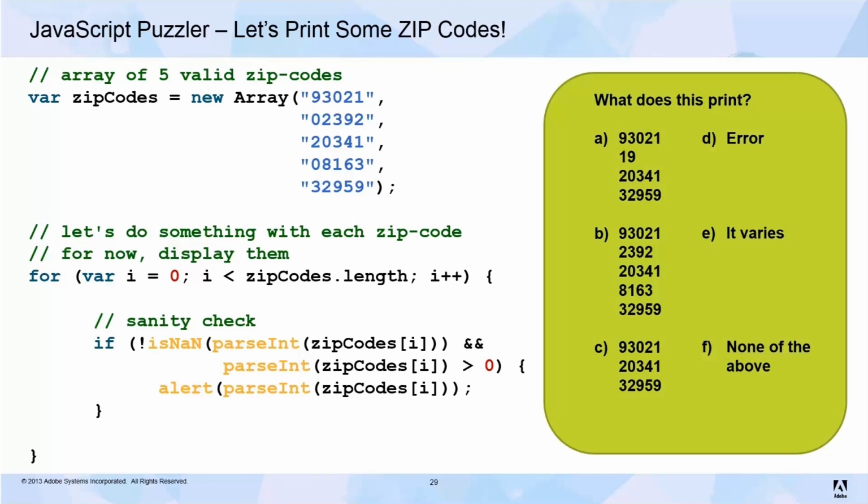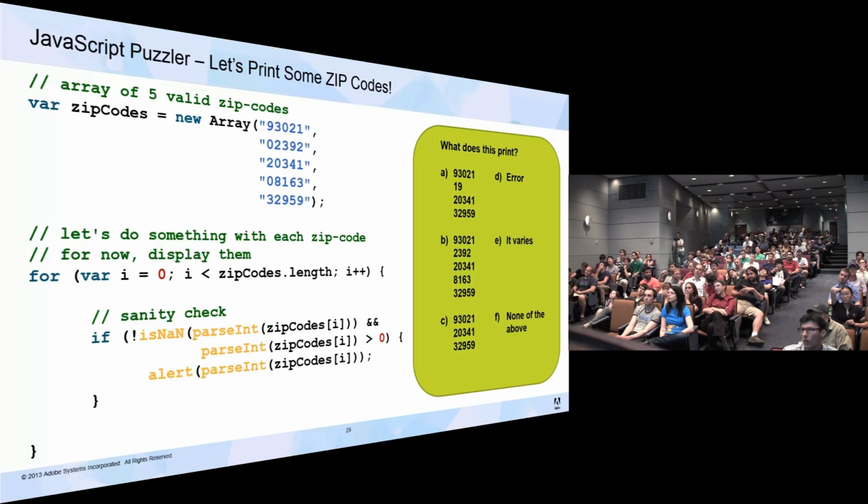All right. So, raise your hand if you think it's A. So a handful of people. B? C? That's most of the room. Okay. D? A few people. E? A couple guys. F? Cool. A few people there too.